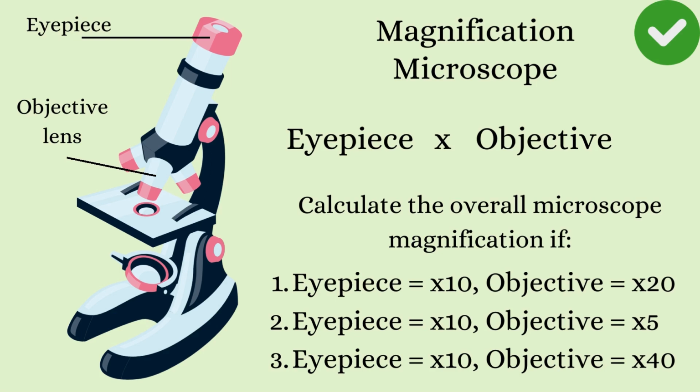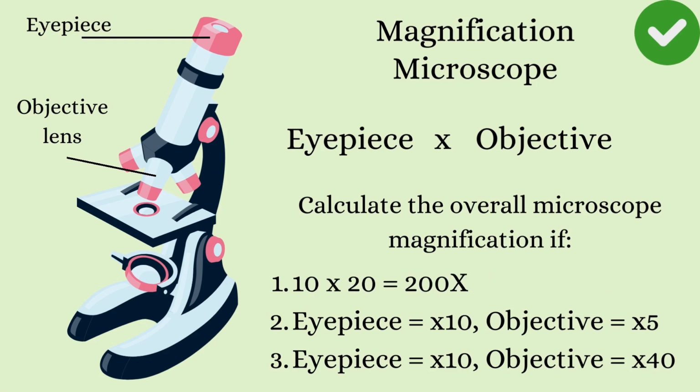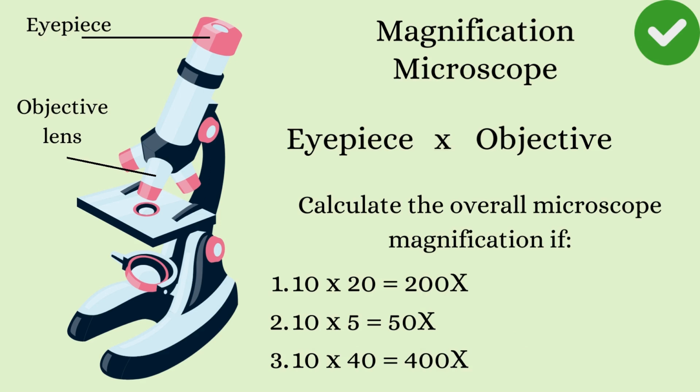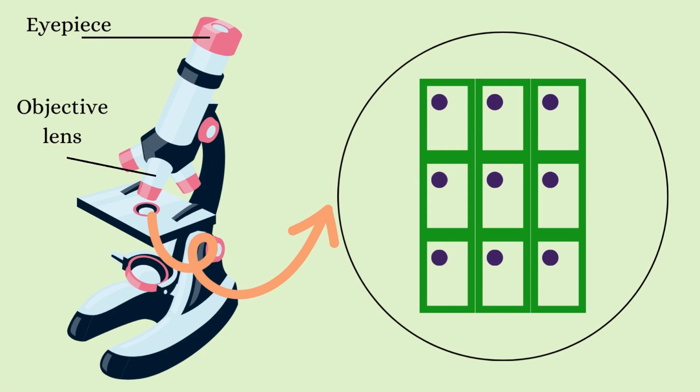Well done. Let's go through the answers. Number 1, 10 times 20 equals 200 times. 2 is 50 times, and 3 is 400 times. Nice work. So when we look at a sample under the microscope, what we see is a magnified image.